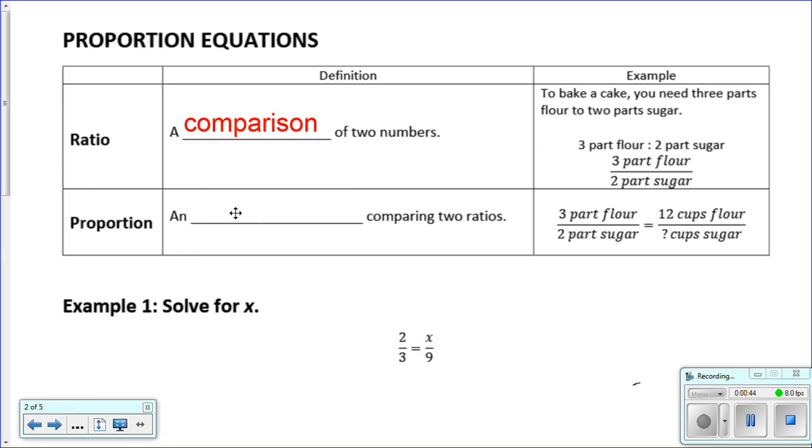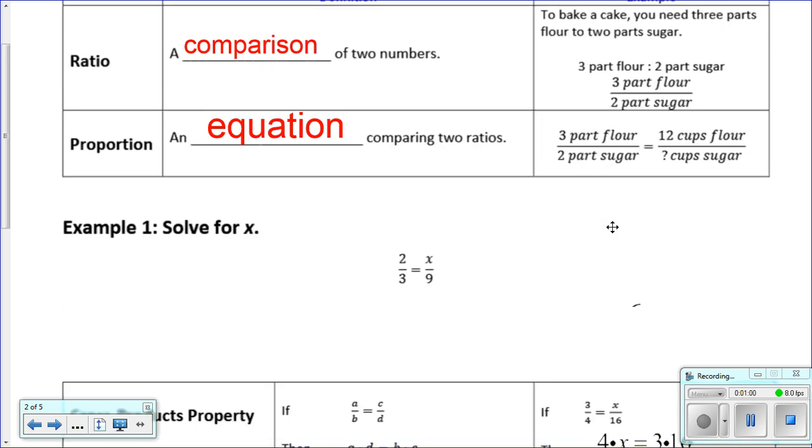A proportion is an equation comparing two ratios. So if you have 3 parts flour to 2 parts sugar, and then you up it to 12 cups of flour, how many cups of sugar will you need? Okay, just so you know, 8 cups.